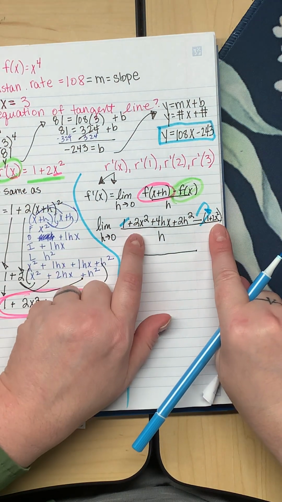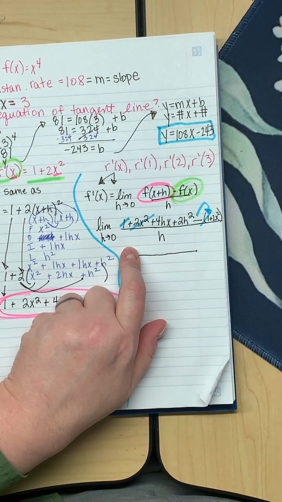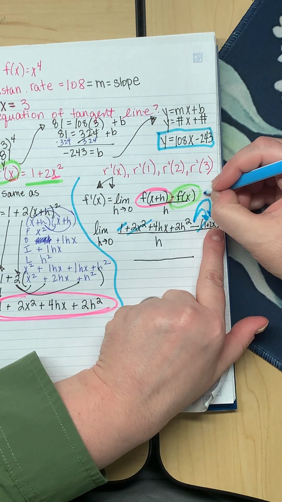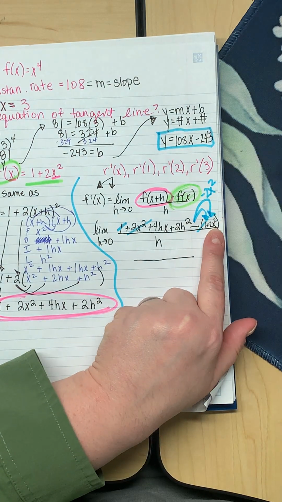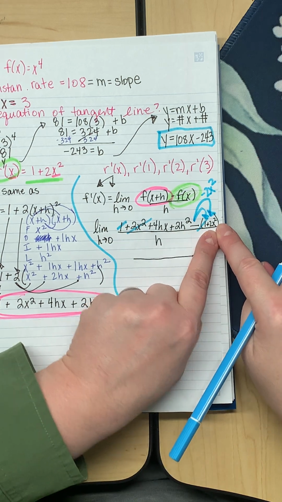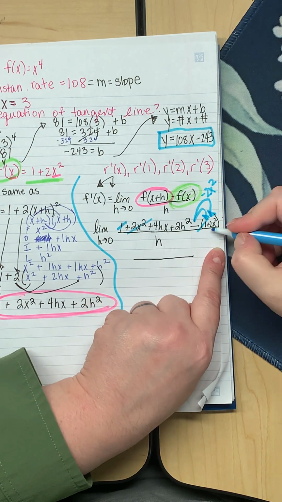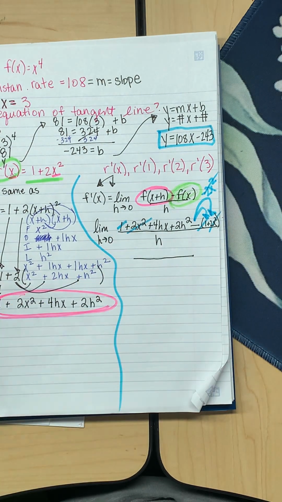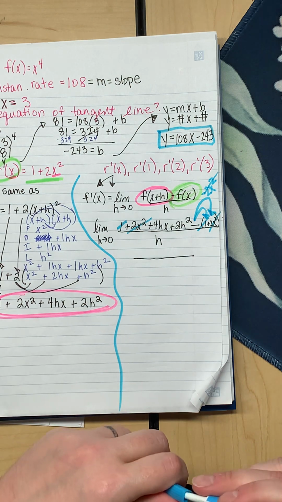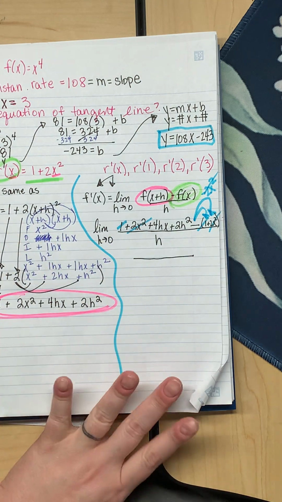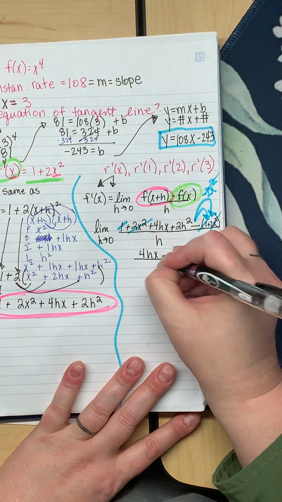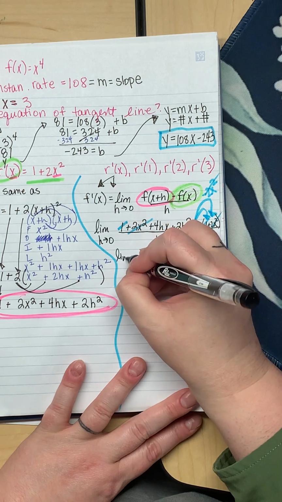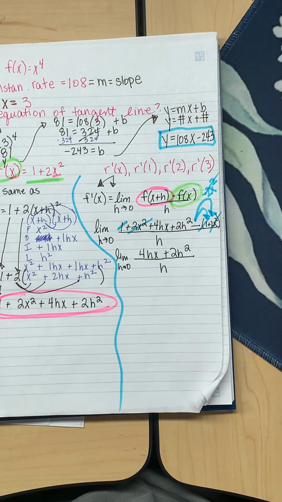Okay, then it looks like my x squareds are kind of similar. I have a +2x squared, but then when I distribute this negative, it makes a -2x squared, because negative multiplied to 2x squared is -2x squared. And then that cancels with this +2x squared. So the 1's canceled and the 2x squared's canceled. And it looks like all we have left is 4hx plus 2h squared all over h. And then there's still that limit stuff at the beginning.